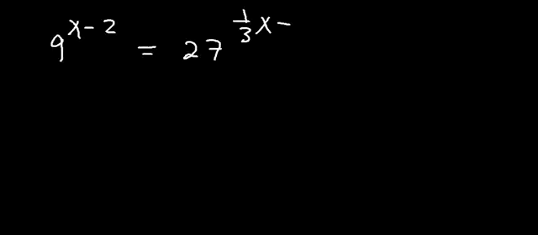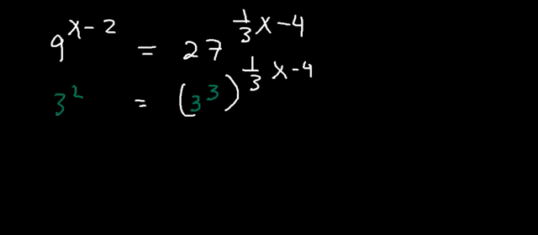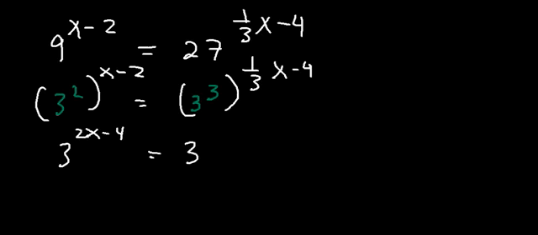Let's try this one. 9^(x-2) is equal to 27^((1/3)x-4). Feel free to pause the video and try the problem yourself. 9 and 27 share a common base, base 3. 3 squared is 9. 3 to the third power is 27. So now we need to multiply the exponents. Here we have 3 to the 2x minus 4 is equal to 3.